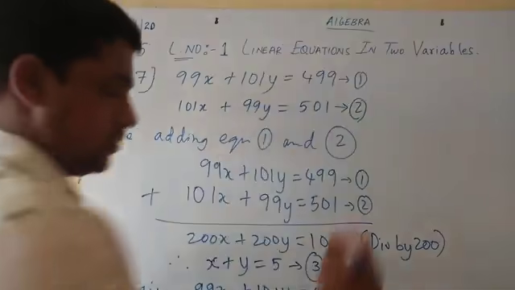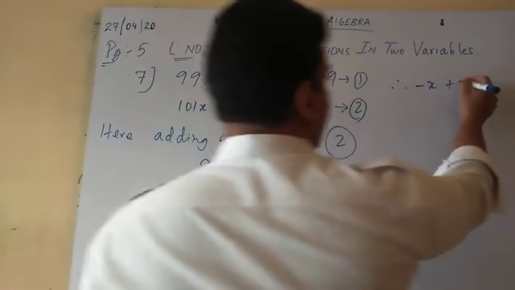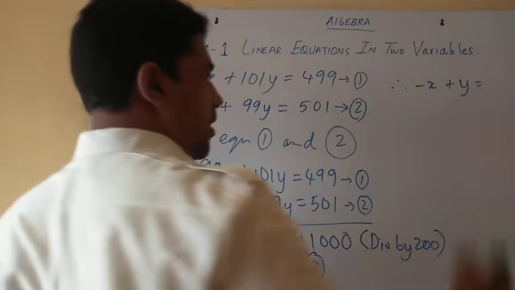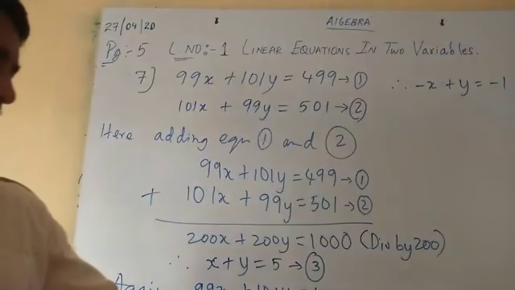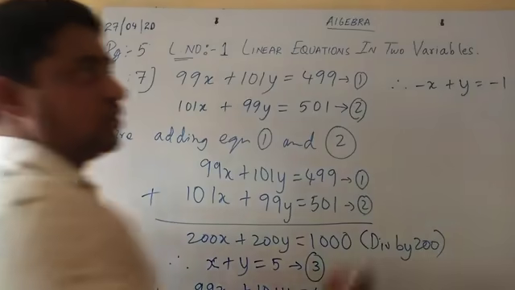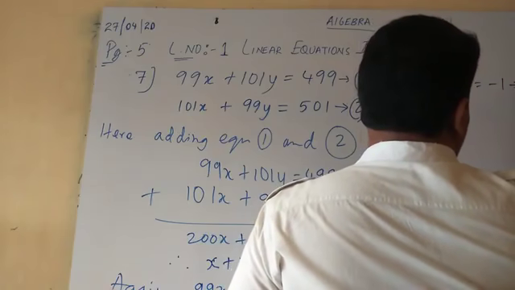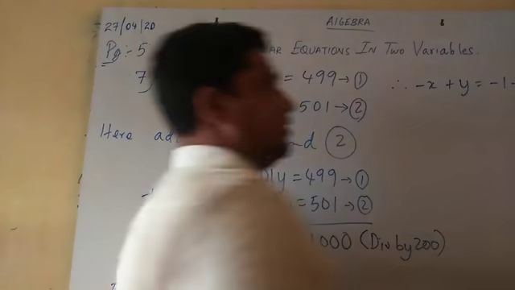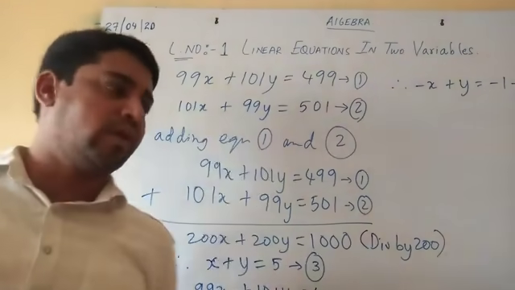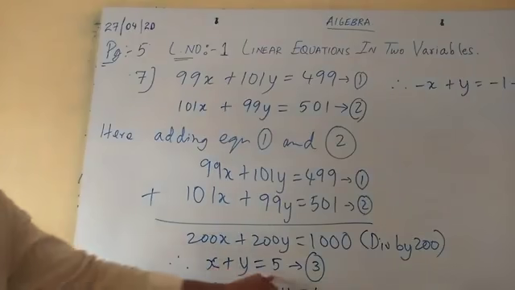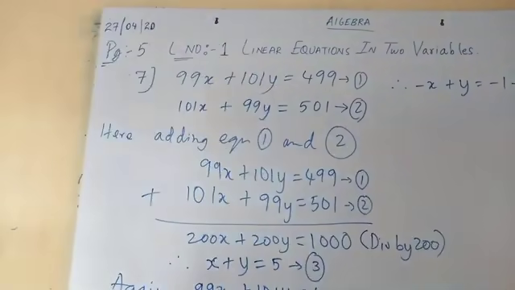Okay. So therefore minus x plus y is equal to minus 1. Check, minus x plus y is equal to minus 1. This is your equation 4. We get this when I divide by 2. Clear? So now this sum becomes very easy to solve, same like sum number 1 which we had solved. Check, x plus y is equal to 5, that's your equation number 3. Minus x plus y is equal to minus 1, that is your equation number 4.